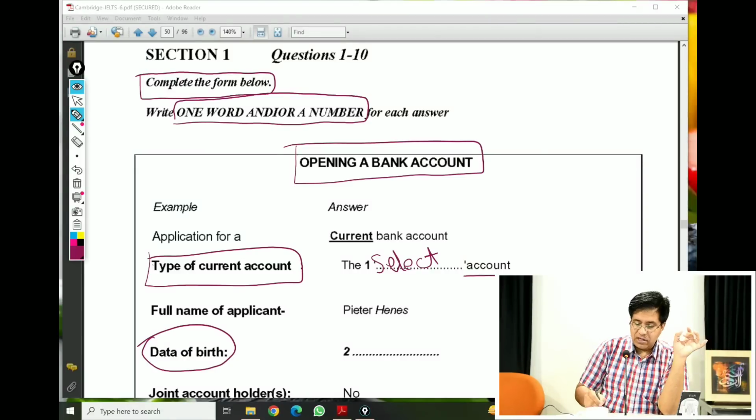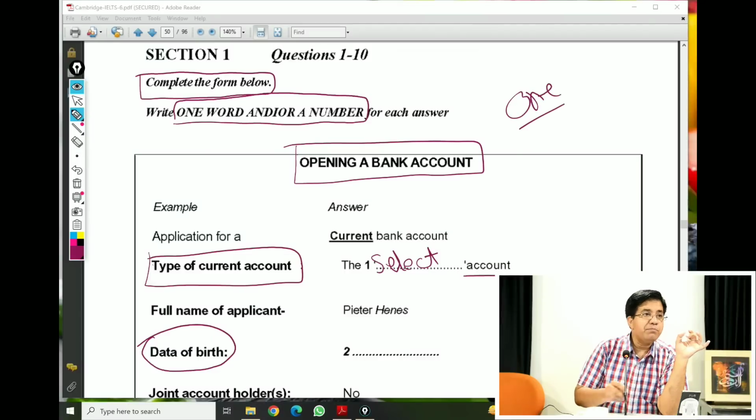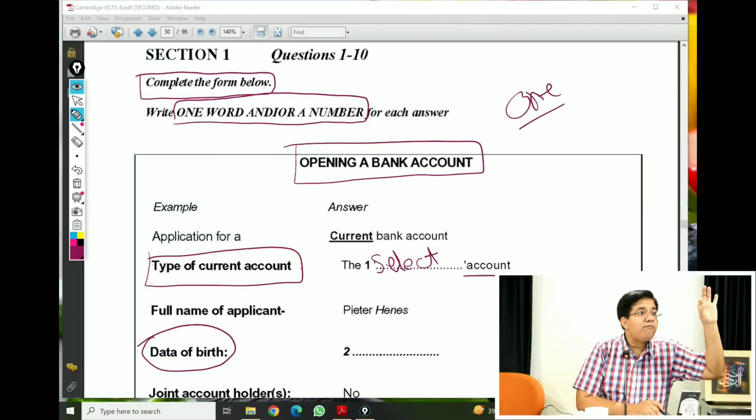Now listen to me very carefully. This word one is very important. I've decided on the one. What do they mean by one? Account. I've decided on the one called Select. First they use the word account. For example, I would like to open a bank account. Okay, sir, which bank account do you want? I've decided on the one called Select. One means account. This is called referencing.